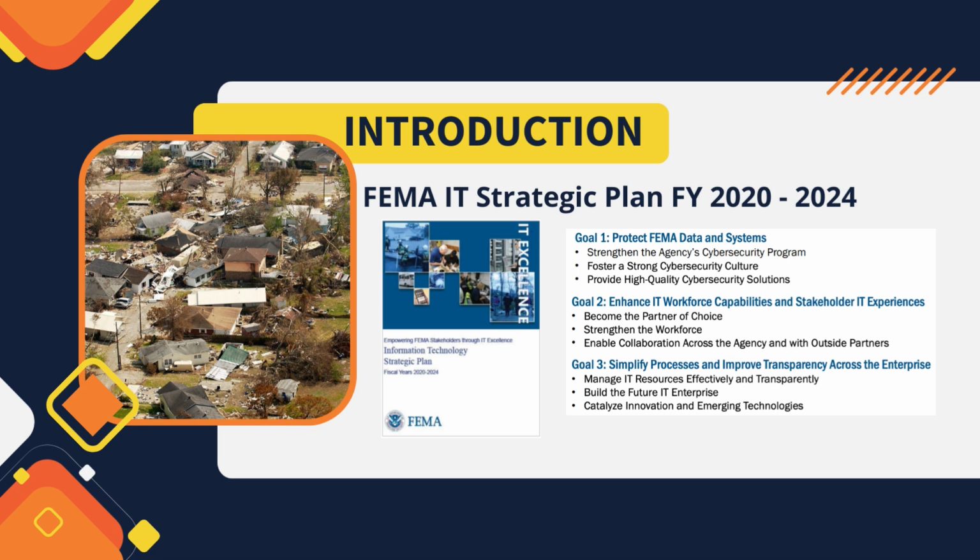And so, again, the three goals are protect FEMA data and systems. And then the strategic objectives that fall under Goal 1 include strengthen the agency's cybersecurity program, foster a strong cybersecurity culture, provide high quality cybersecurity solutions. And then with the second goal, the three strategic objectives that align with the goal of enhancing IT workforce capabilities and stakeholder IT experiences include become the partner of choice, strengthen the workforce, enable collaboration across the agency and with outside partners.